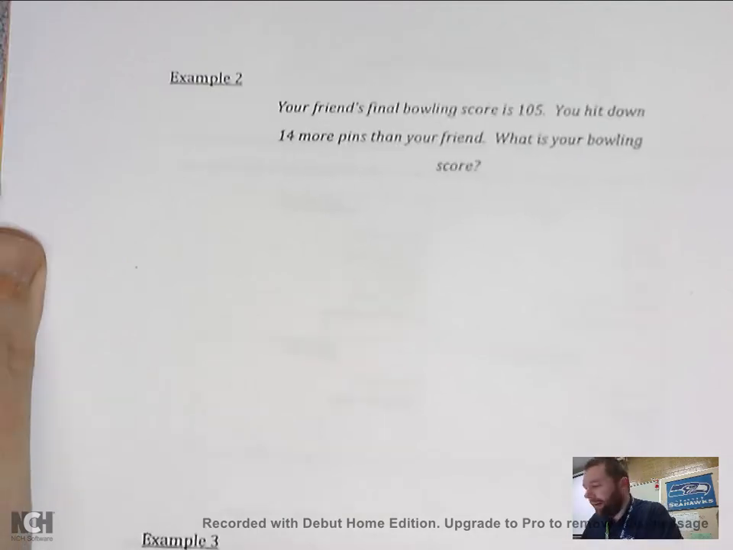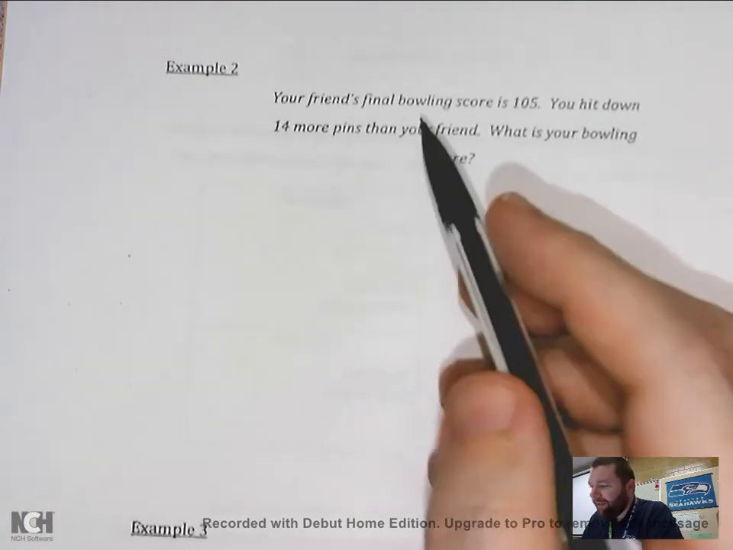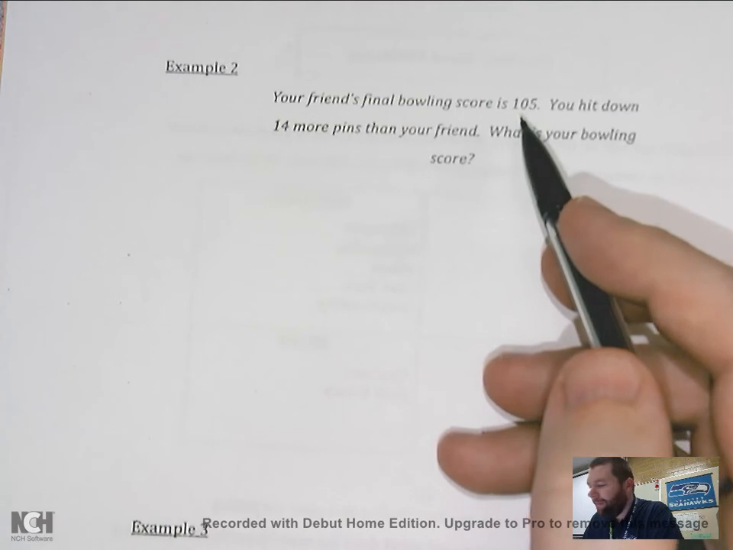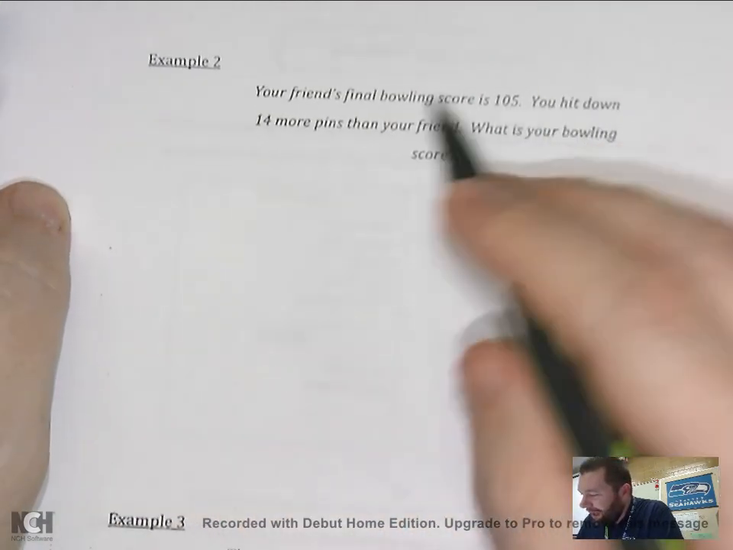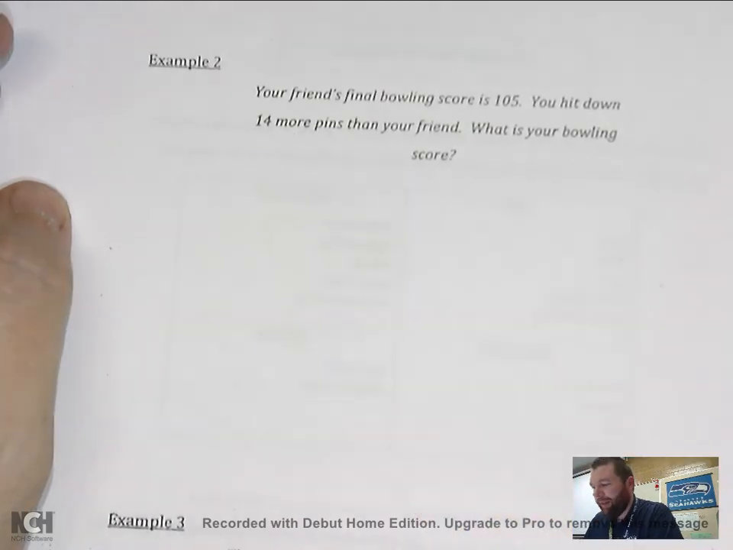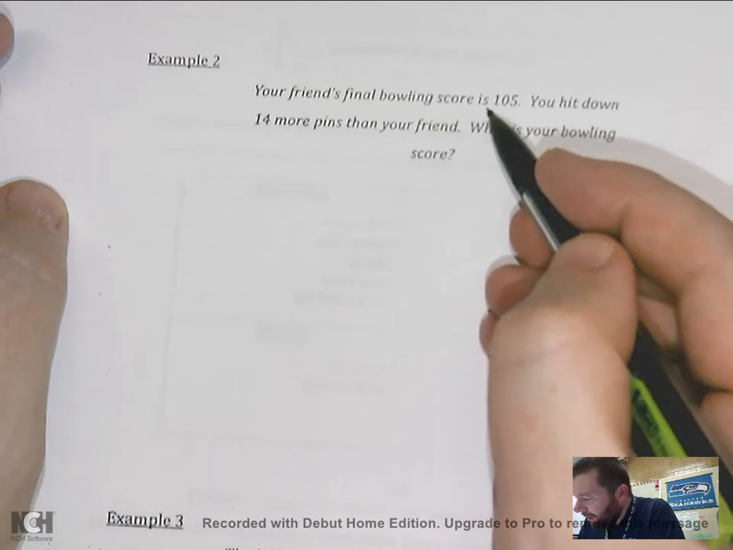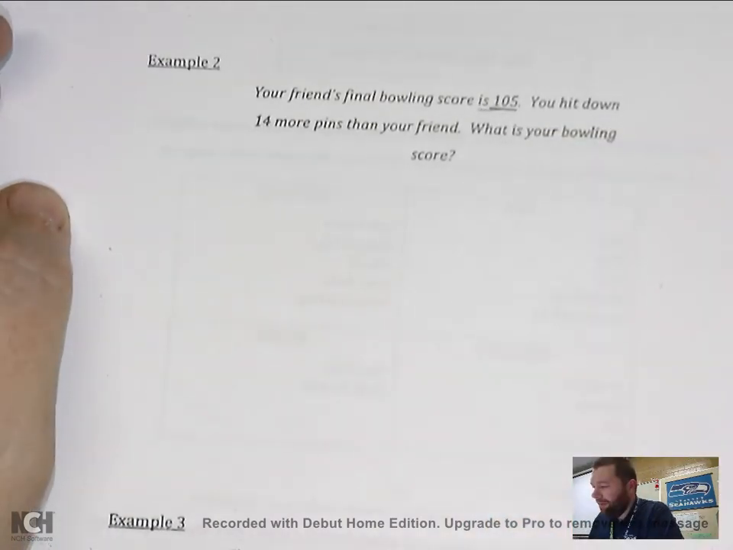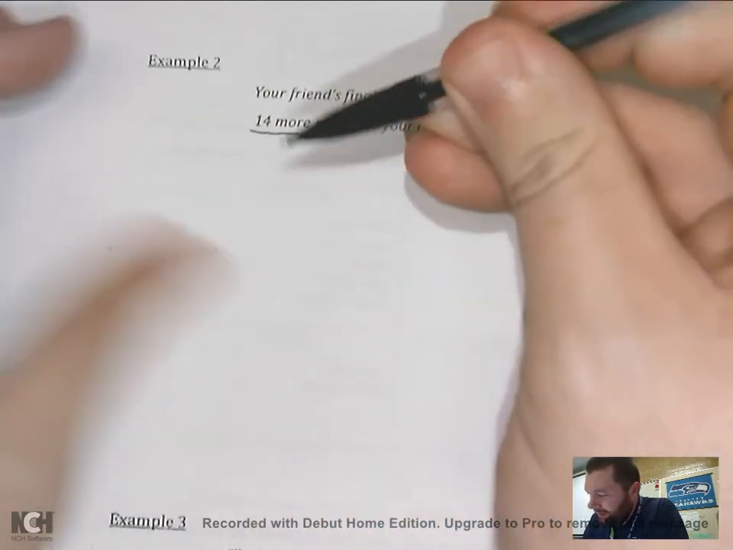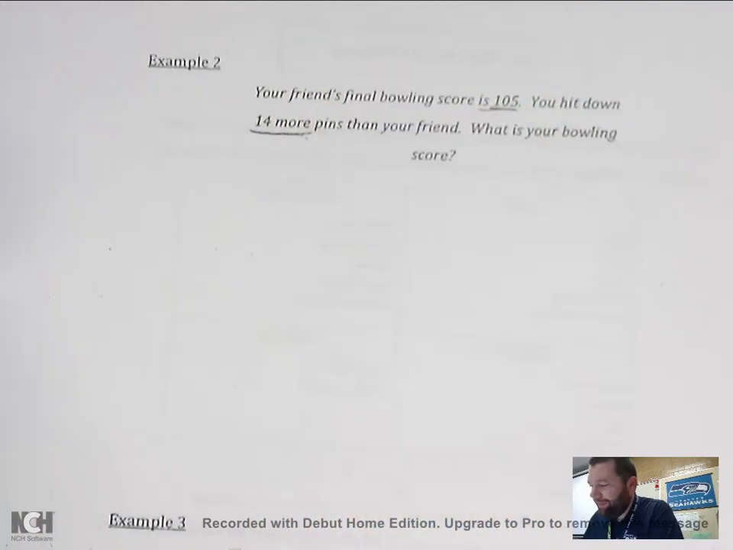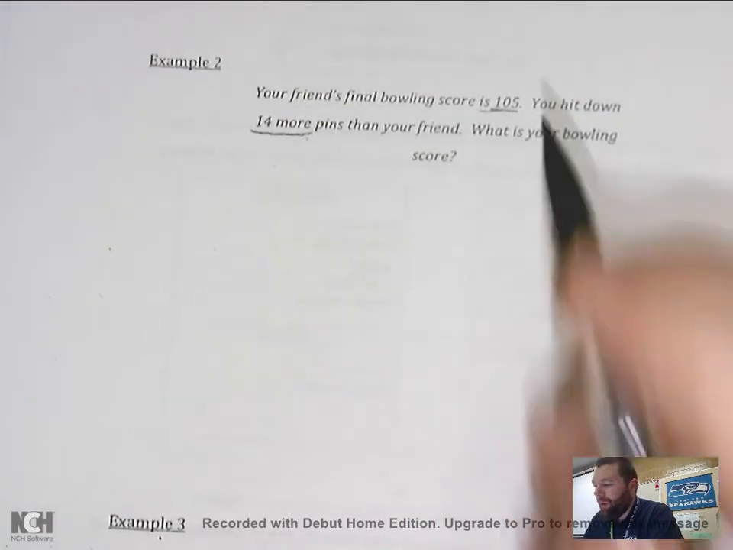Okay, let's look at another one. So here, your friend's final bowling score is 105. Woo! You hit down 14 more pins than your friend. What is your bowling score? So your friend's final bowling score is 105. That's important, right? You hit down 14 more pins. So you won. Hooray, you're a winner. What is your bowling score?